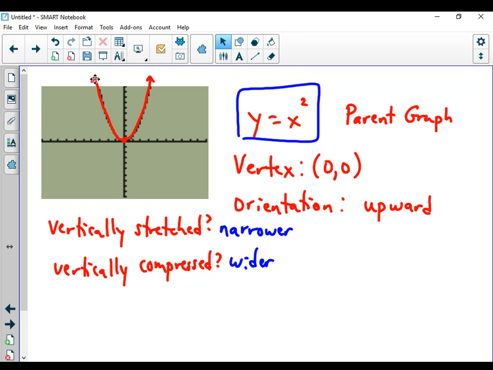Subtract 4. Yeah, I got it. So you like put like X minus 3.